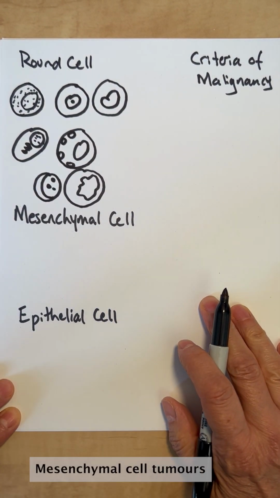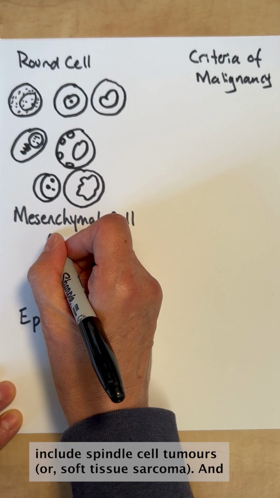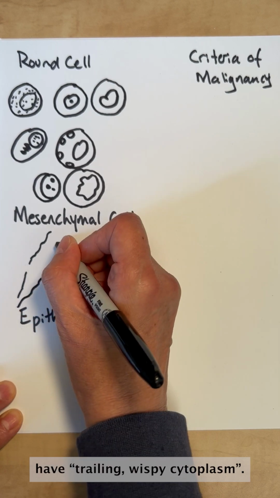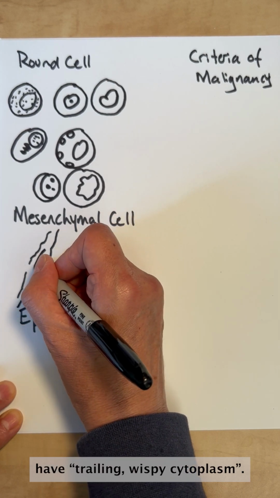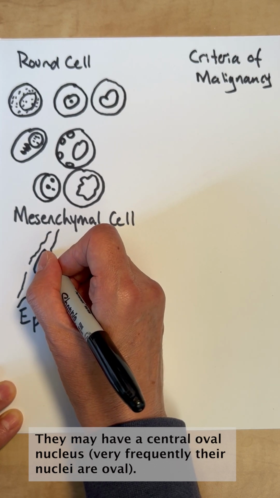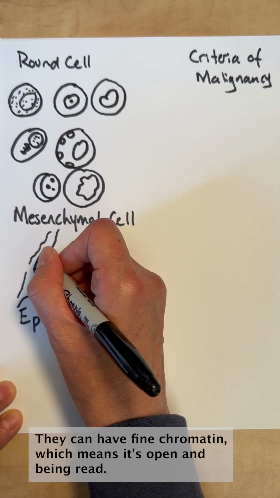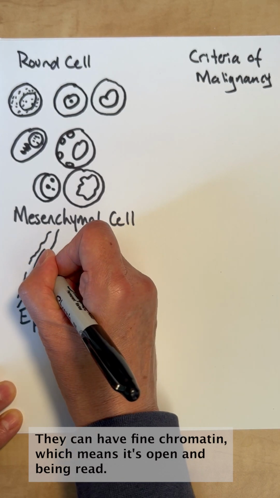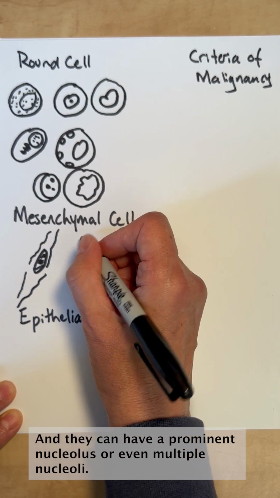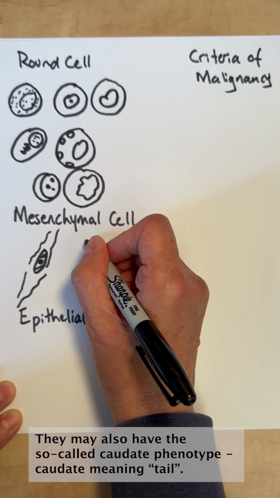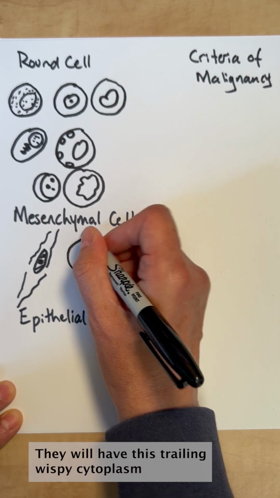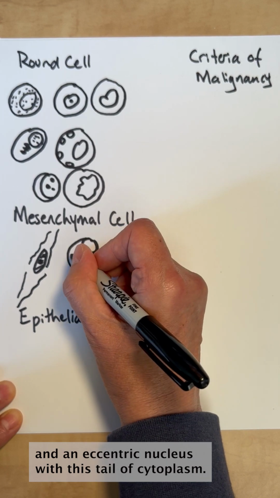Mesenchymal cell tumors include spindle cell tumors or soft tissue sarcoma, and they are recognized because they have quote and unquote trailing wispy cytoplasm. They may have a central oval nucleus. Very frequently their nuclei are oval. They can have fine chromatin, which means it's open and being read, and they can have a prominent nucleolus or even multiple nucleoli. They may also have the so-called caudate phenotype, caudate meaning tail. They will have this trailing wispy cytoplasm and an eccentric nucleus with this tail of cytoplasm.